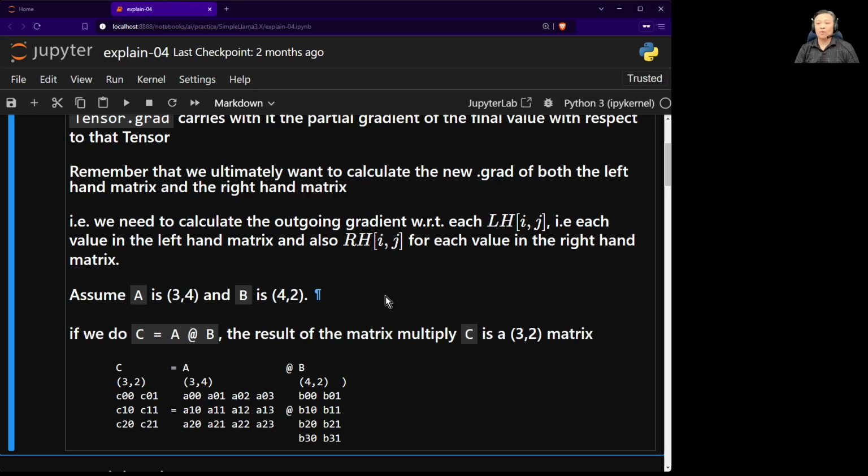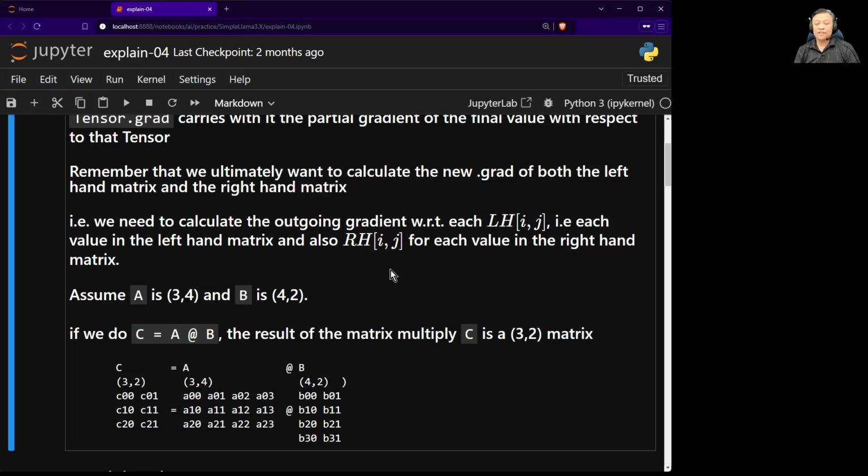Here's a hint. For C equals left hand times right hand, DC, the left hand, has to involve RH. Right? And DC, the right hand, has to involve the LH. It will be real nice if differentiating the matrix multiplies work the same way.